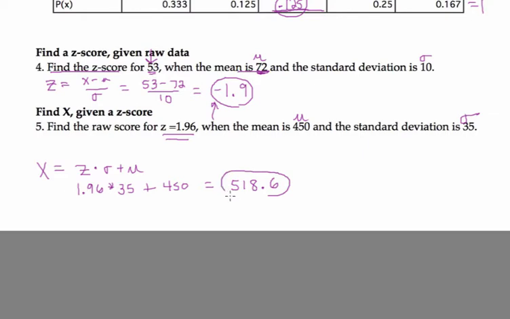So this is the raw score. And again, make that make sense. If the mean's 450, your z-score is 1.96. That means your score is 1.96 standard deviations above the mean, so you should be above the mean. And I am above the mean.